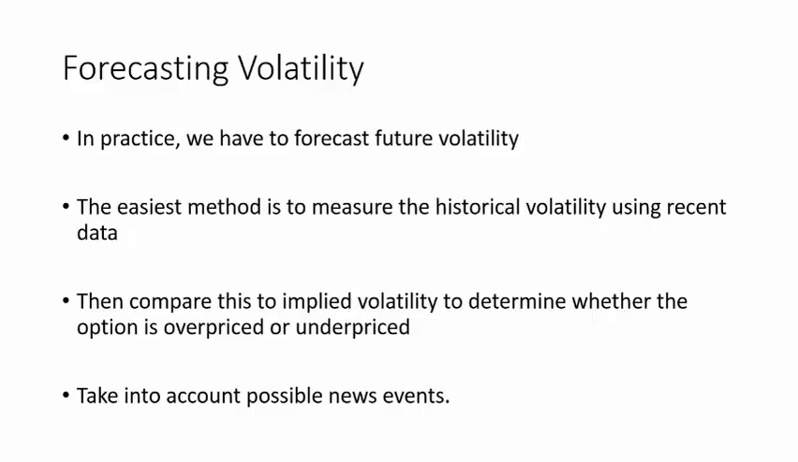So sometimes it may be that implied volatility is bigger than historical volatility, not because the option is overpriced, but because there's some big news event coming up. So it's always important to keep these things in mind when forecasting future volatility. If there's a big news event coming up this week, then my forecast of volatility shouldn't just be the historical number. It should be something a little bit higher. It's important to remember these things when you're comparing implied and historical volatility.